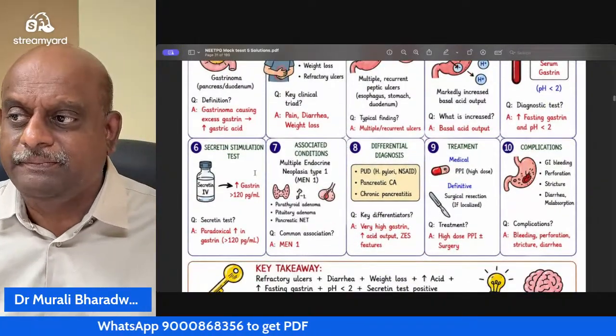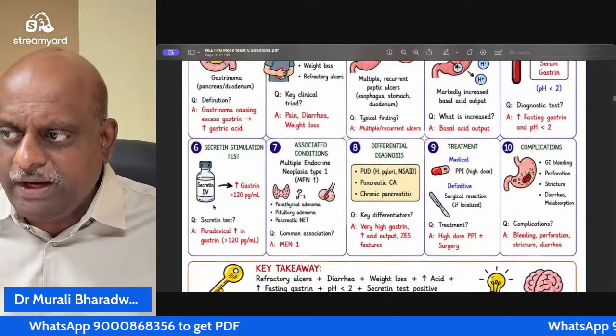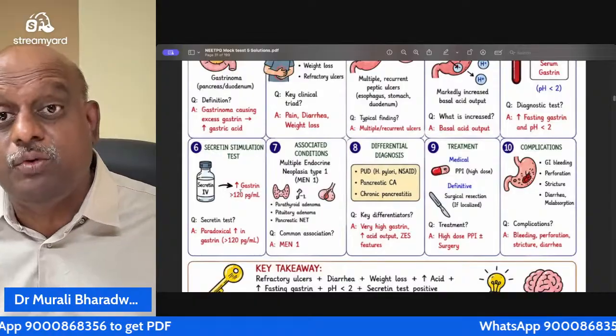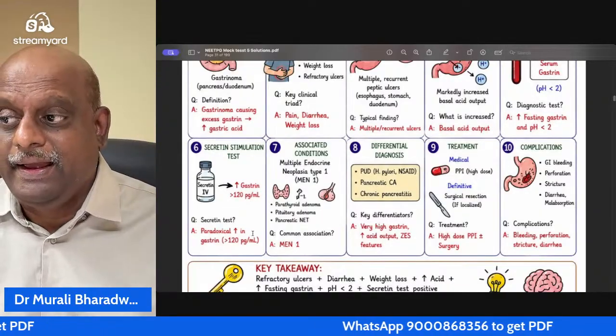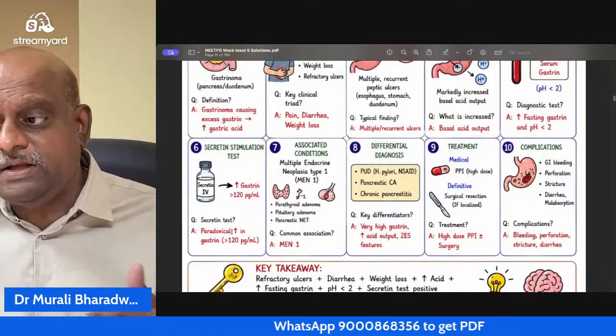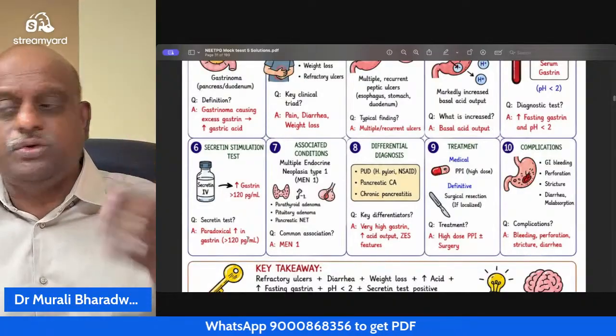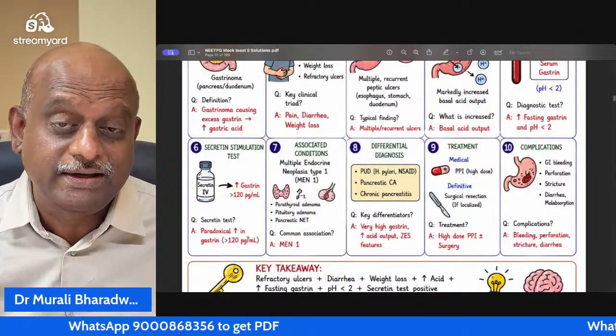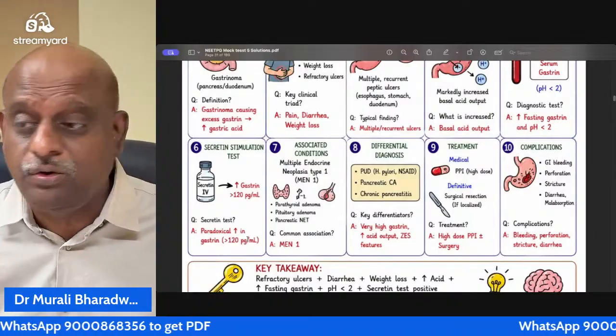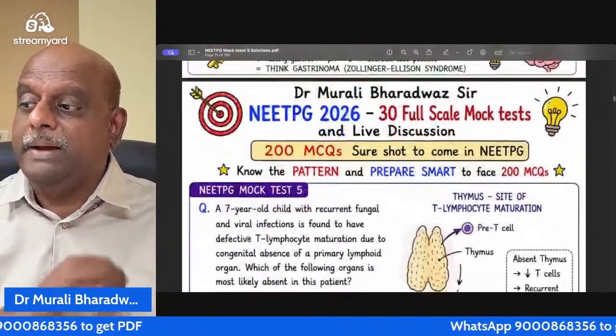Secretin stimulation test where gastrin is more than 120 picogram per ml. Instead of secretin suppressing, there is a paradoxical increase in gastrin, which is an important indication that the patient is having gastrinoma, is what we need to remember.